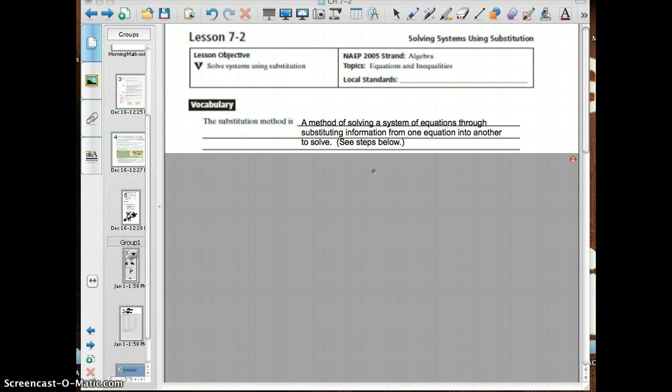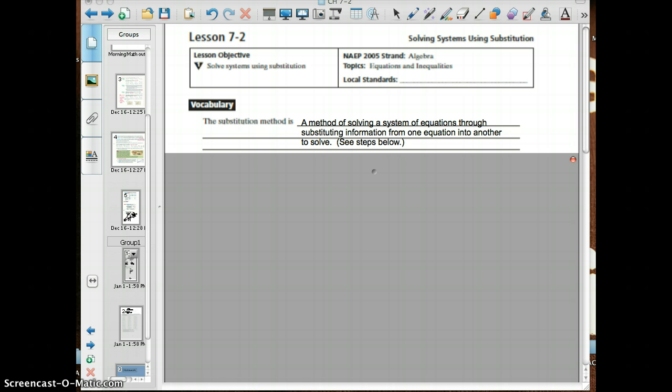Hi class, we're looking at lesson 7.2, the substitution method. This is a method for solving a system of equations by substituting information from one equation into another to solve. This is probably one of the most complicated forms of solving systems, and it requires a lot of work, and you need to be very meticulous, especially with your math and your signs.